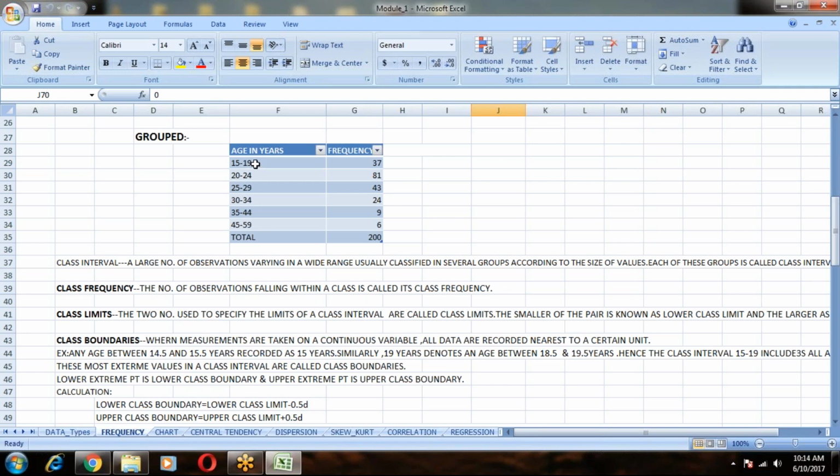Now, consider the first class interval. It's 15 to 19, right? This range. What is the upper limit of this range? It's 19, right? Keep it in your mind. Now, come to next range. It's 20 to 24. Consider the lower limit of that range. So it's 20, right? Now, what is the difference between 20 and 19? Means the lower limit of second range and the upper limit of first range. This 20 and 19, what is the difference between these two numbers?